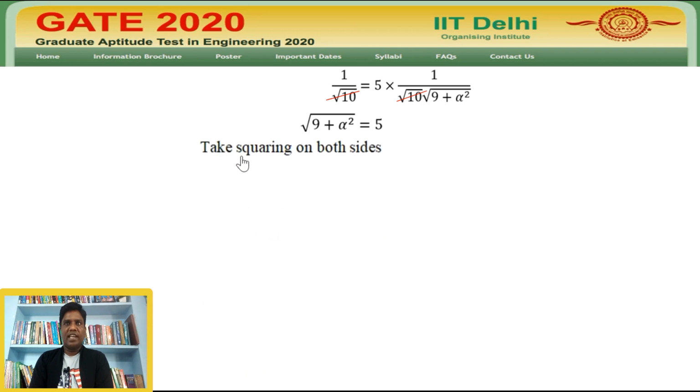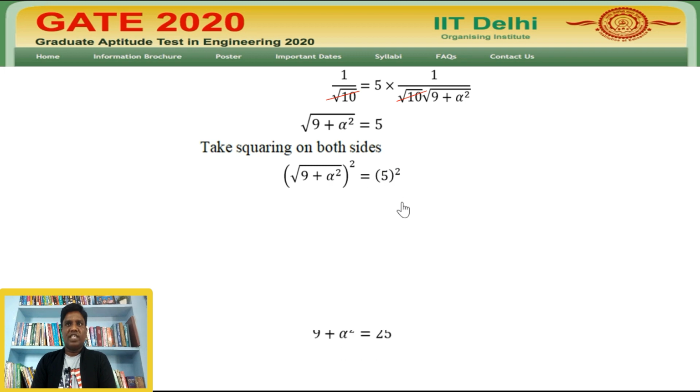Next take squaring on both sides, then the equation will be the root of 9 plus alpha square and whole square equal to 5 square. In the left hand side, the square root and whole square get cancelled to each other. In the right hand side, 5 square is 25, then the equation will be 9 plus alpha square equal to 25. Next, shift 9 into the right hand side, then the equation will be alpha square equal to 25 minus 9. Here in the right hand side, 25 minus 9 is 16.